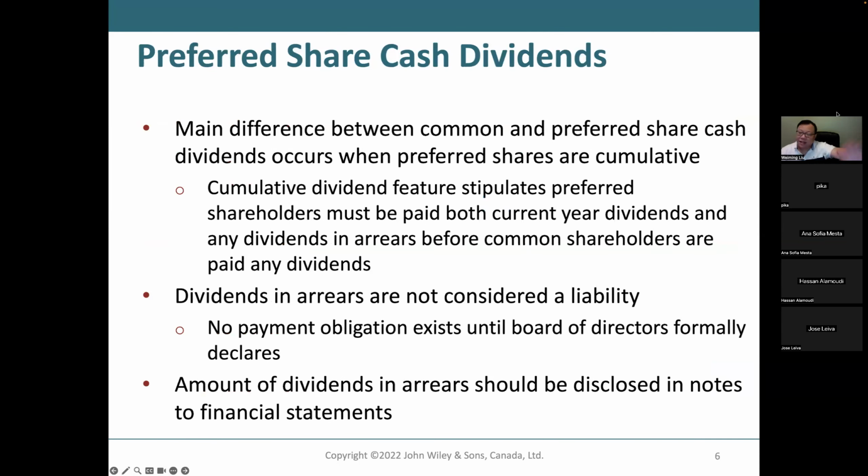So what we just mentioned is the example for common share dividends. Now preferred shares cash dividend. The only difference is when the preferred shares are cumulative. When the preferred shares are cumulative, the cumulative dividend must be paid for both the current year and any dividend in arrears. And preferred share dividends have to be issued prior to the common share dividend.